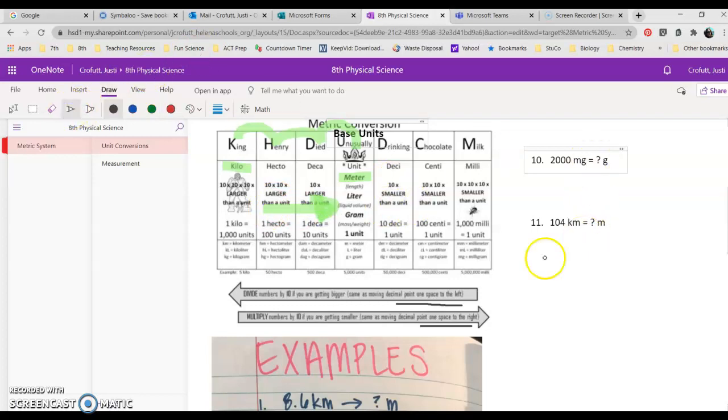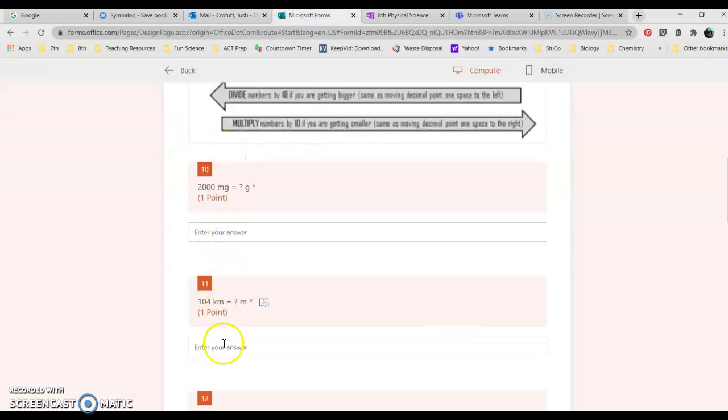With this one, again, I would go 104. My imaginary decimal is right here at the end, and we're going to move it 3 spots to the right: 1, 2, 3, and then redraw your decimal. Get rid of it here and add in our zeros. There would have been a 0 here, a 0 here, and a 0 here. So your answer should be 104,000 meters. If you go out and run 104 kilometers, you're really running 104,000 meters. That would be your answer to plug in on your Google form right here.